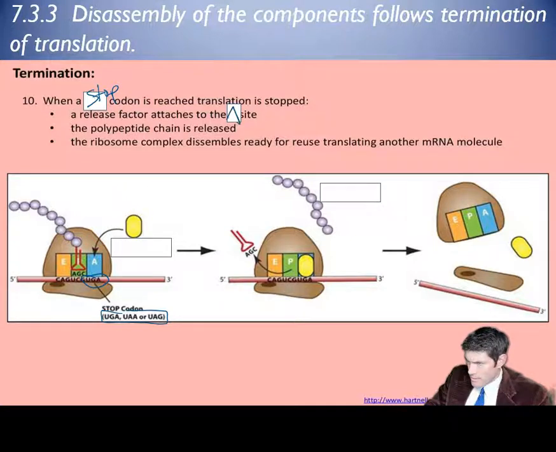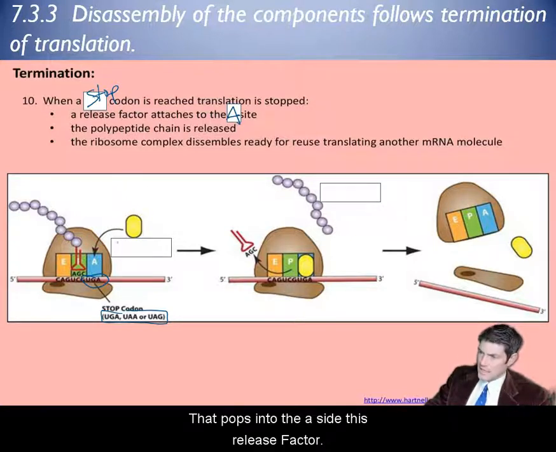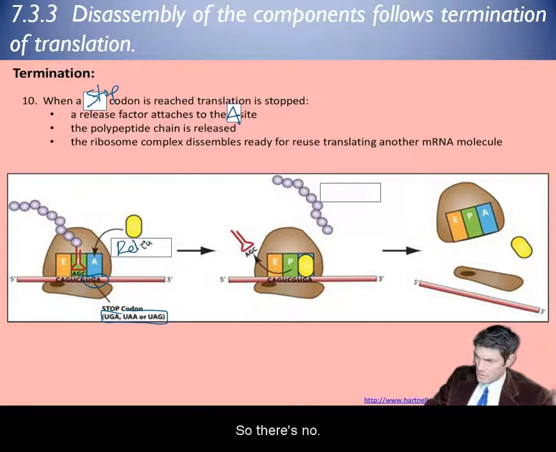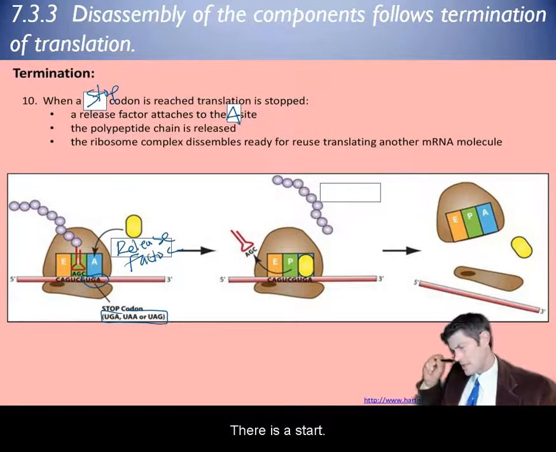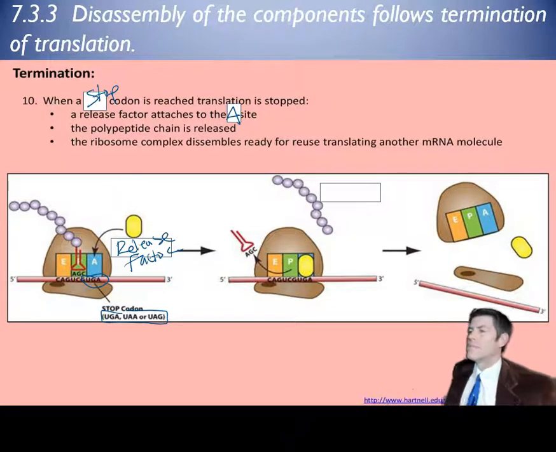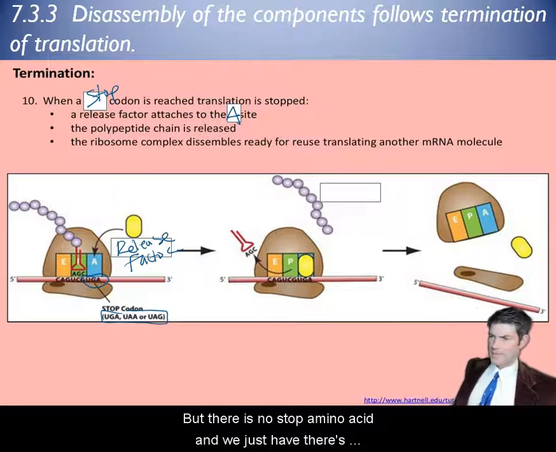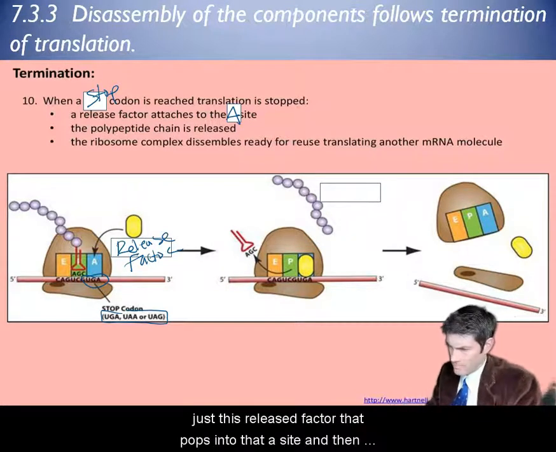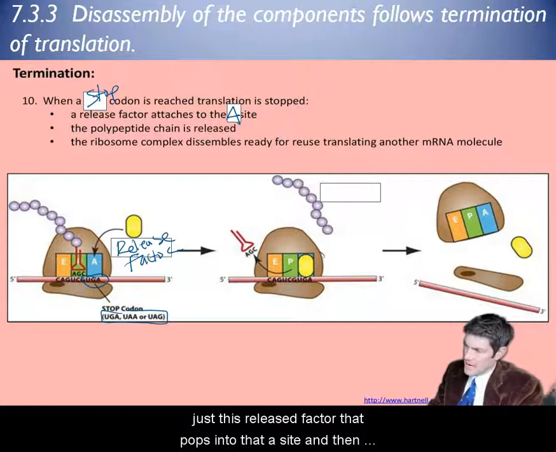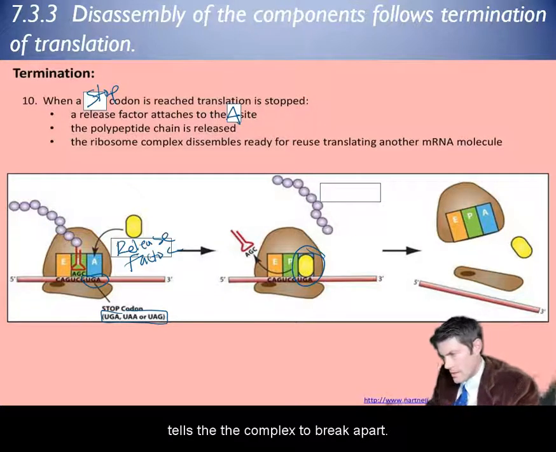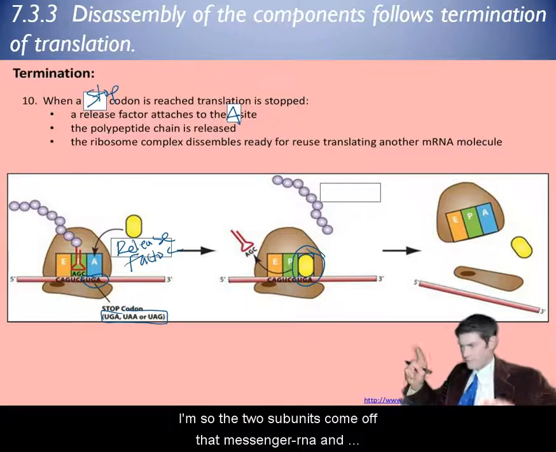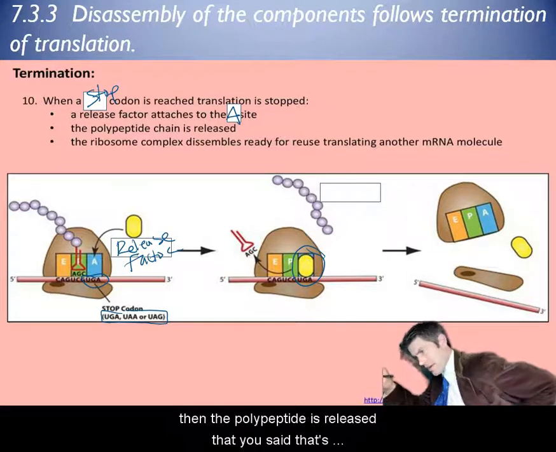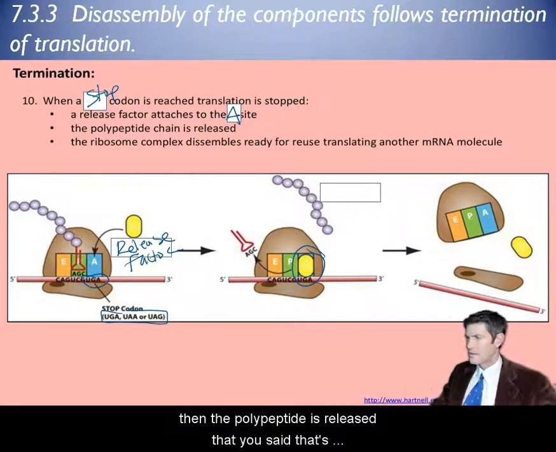And that pops into that A site, this release factor. So there's no say stop amino acid. Like there is a start, so it is confusing. There is a start amino acid, but there is no stop amino acid. There's just this release factor that pops into that A site and then tells the complex to break apart. So the two subunits come off that messenger RNA, and then the polypeptide is released.